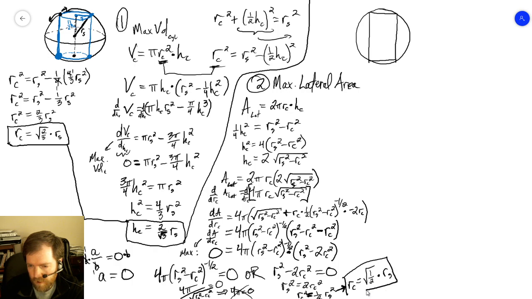rc is equal to 1 over the square root of 2, or square root of 1/2, or anything like that, times rs. This is 0.707. I know that because of trig. We'll talk much more about that if anybody asks any trig questions. So it's about 71-ish% of the size of the sphere. The radius of the cylinder needs to be about 71% of the radius of the sphere. I'll get there. All right, and then 3.